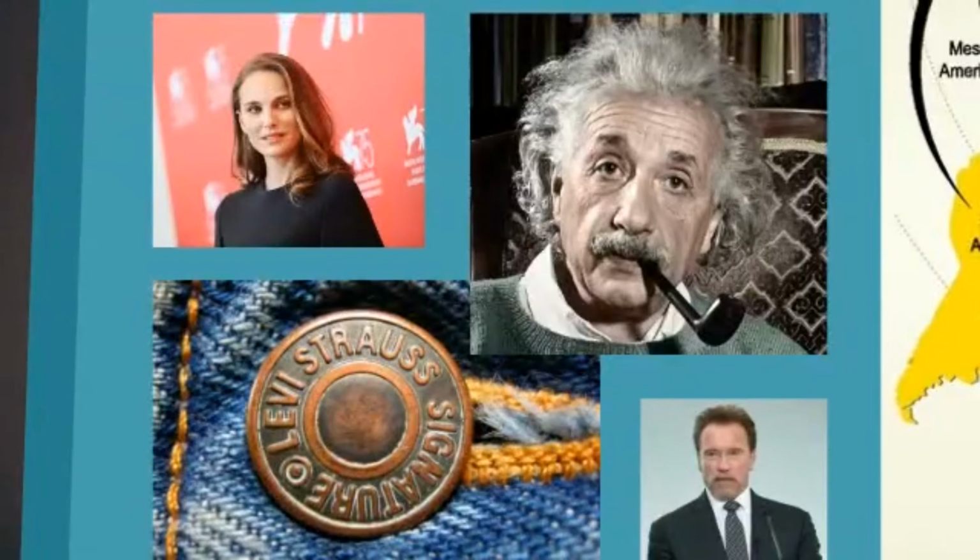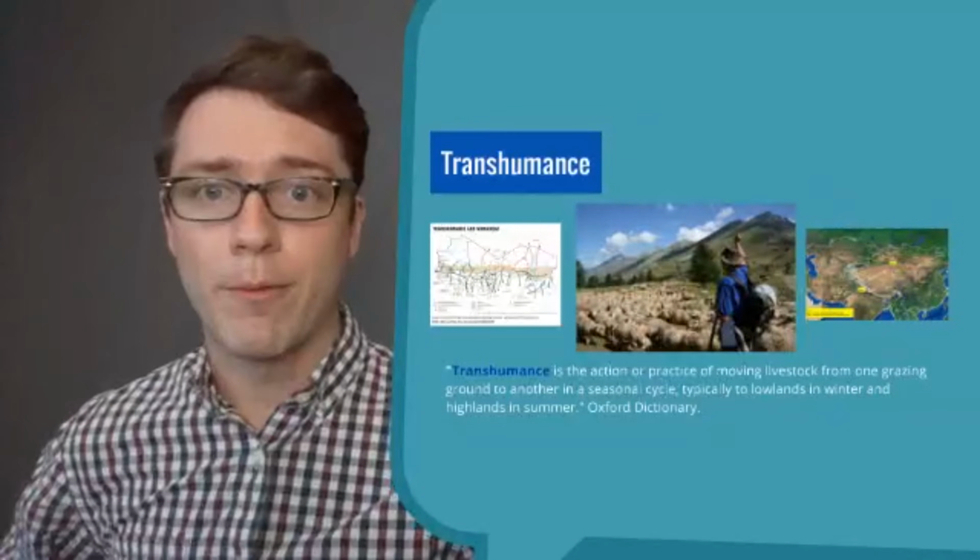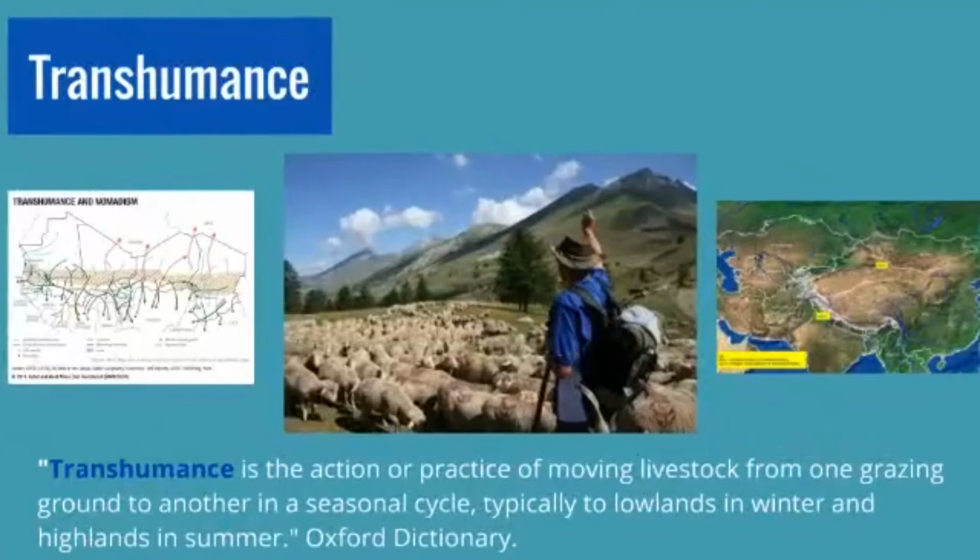Here are a lot of famous immigrants that have come to the US. Levi Strauss, the inventor of the blue jean, and Natalie Portman, Albert Einstein, and the former governor of California, Arnold Schwarzenegger, also the Terminator.